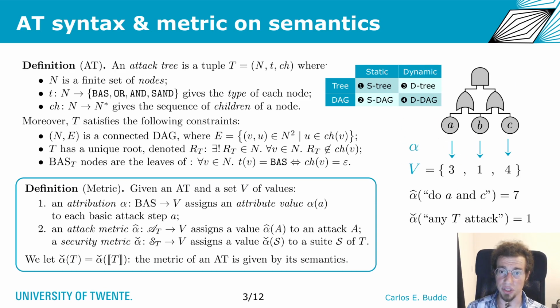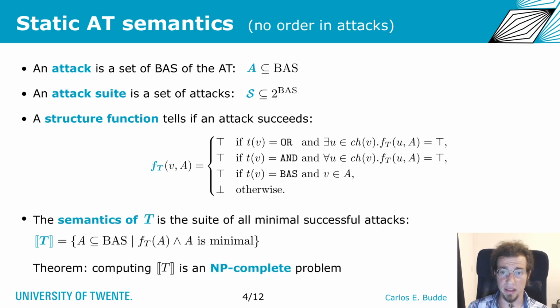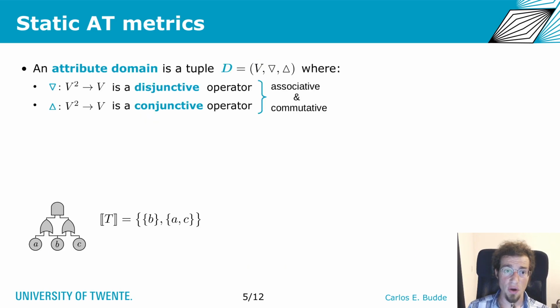Let's start from the easier, which is the static attack trees. Here, an attack is just a set of basic attack steps, and we call an attack suite just a set of attacks. So here it's standard to have a structure function that determines whether an attack is successful or not when I evaluate it in the tree. And from here we can define also in a standard manner the semantics of the tree, which are essentially the set of minimal attacks. So an attack is minimal when it is successful and no subset of it is also successful. From here we can also define metrics on these semantics.